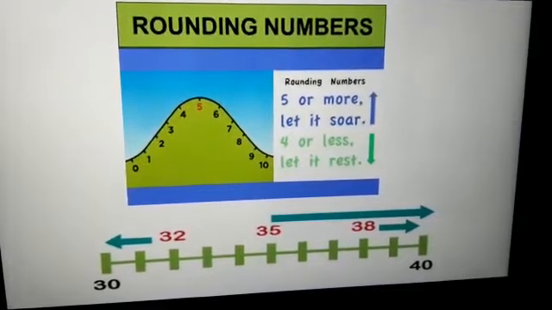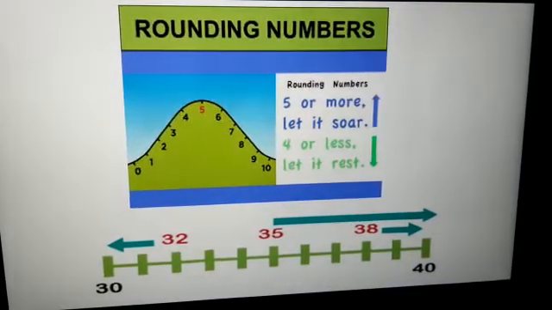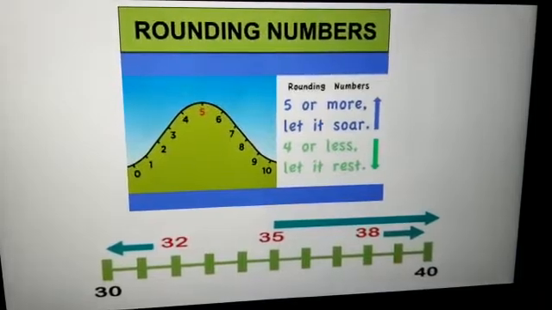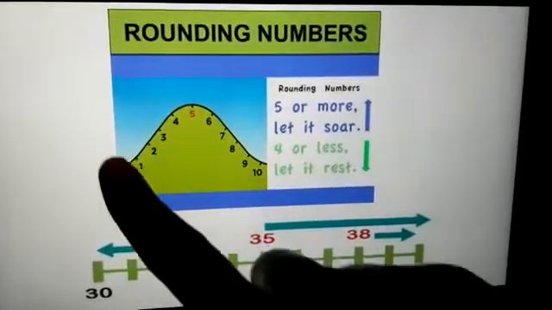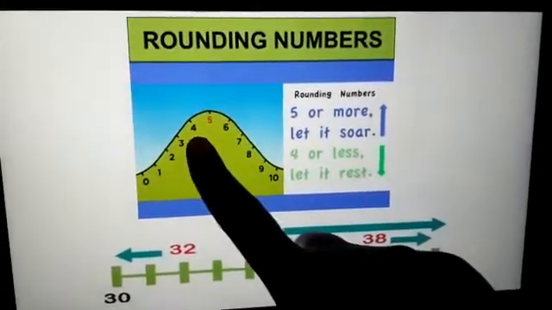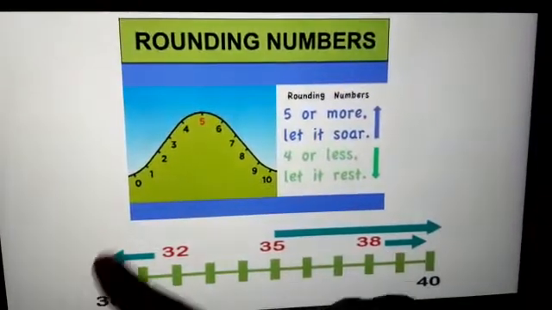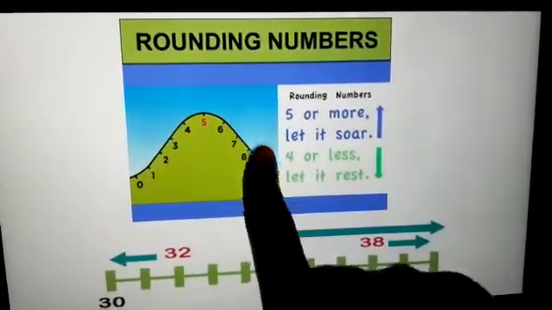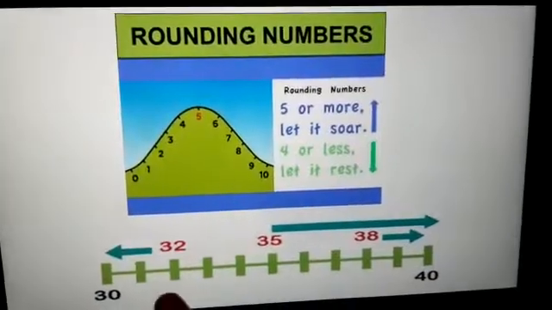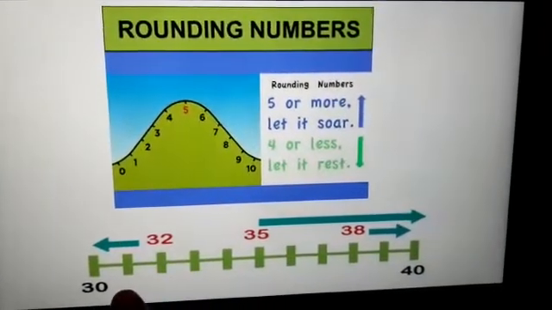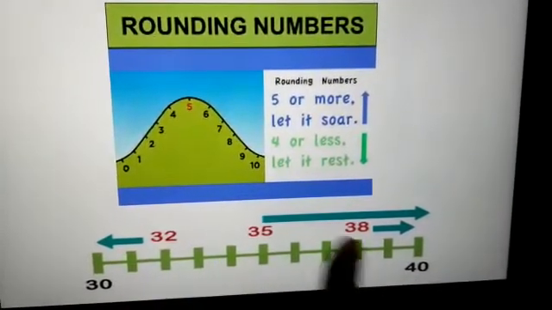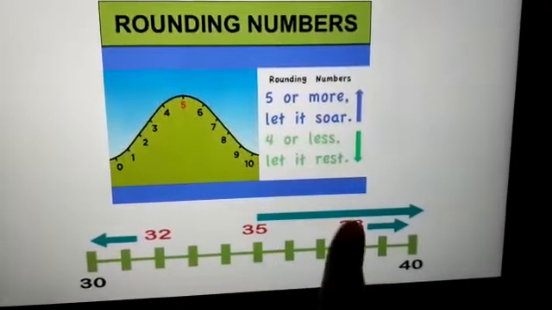So we're doing rounding. Now you all know how to round because I've seen you do this in class. You'll remember that when we're rounding, if the number is less than 5, we round down, and if the number is 5 or more, we round up. So here I've got an example of the number 30 and also the number 40. And then we have 32, 35, and 38.